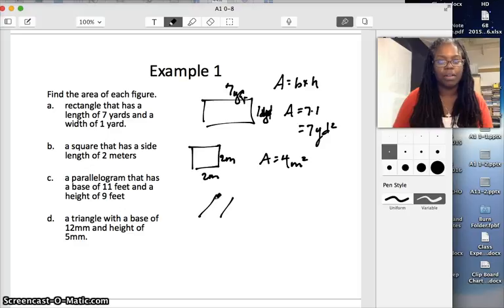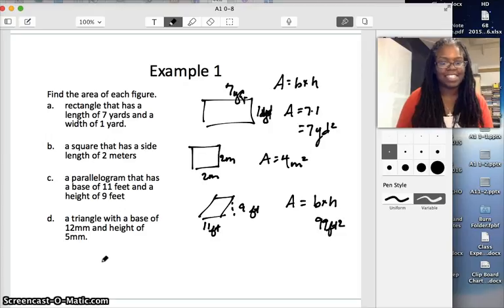So we could have a parallelogram like this. The base is 11 feet and the height is equal to 9 feet. And again, we're rocking that base times height business, and our answer is going to be 99 feet squared.